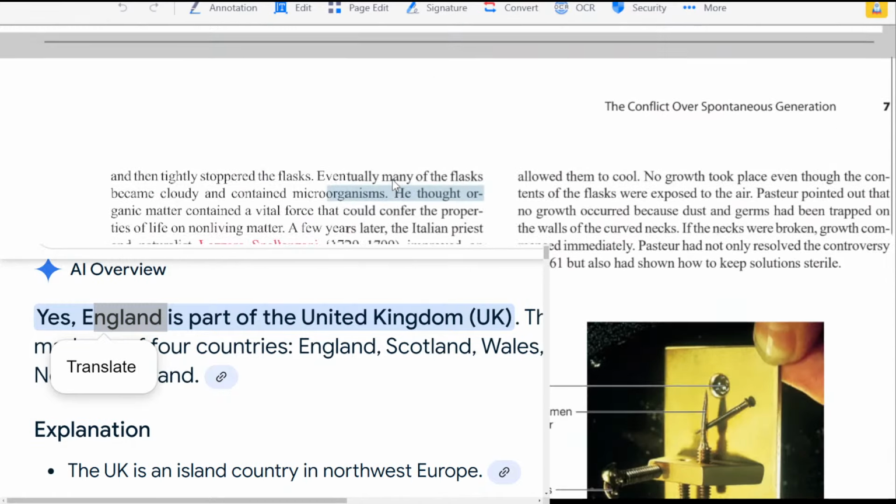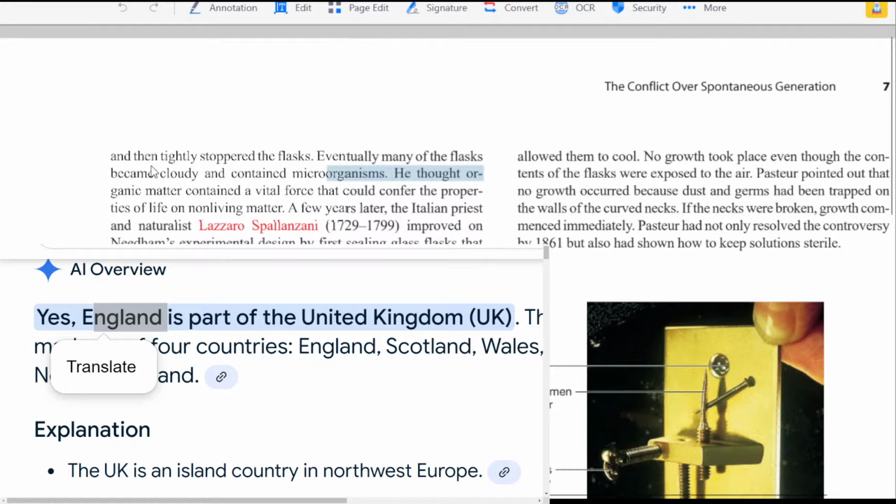So even though he stoppered the flask tightly, still many of the flasks, not all, already contained microorganisms.